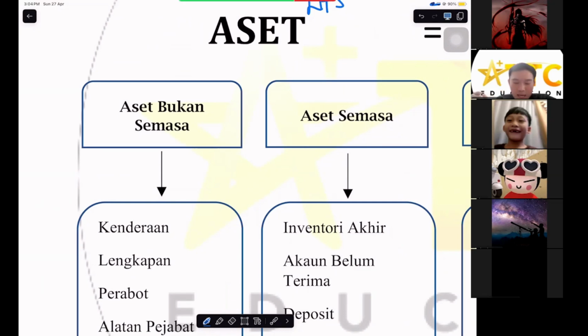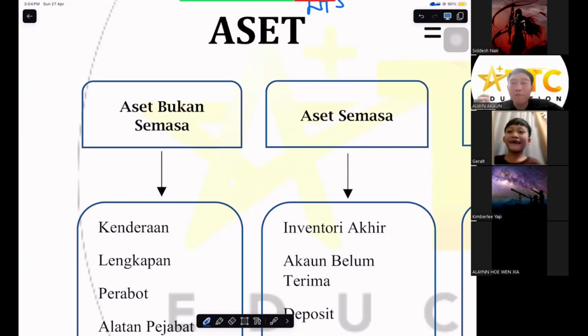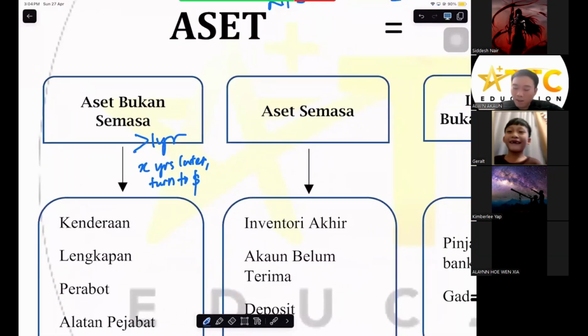Okay. So asset bukan semasa are those assets that will be with you almost forever sometimes. It'll just be there. They call it more than 1 year, lebih daripada 1 tahun. Only after X years later will that asset bukan semasa turn to money, maybe 1,000 years later. But for asset semasa, the things that are with you will change into money within 1 year. So it will be like a few moments later, you get money.